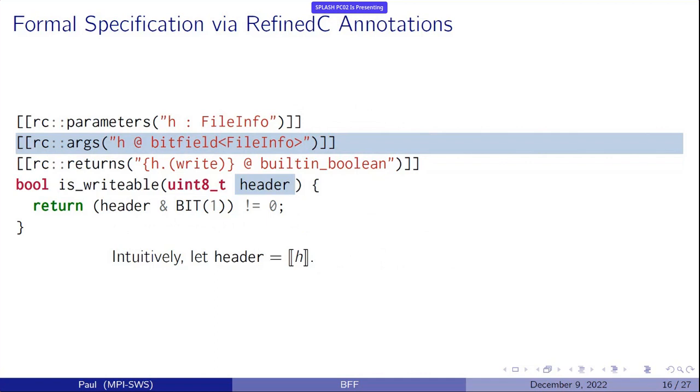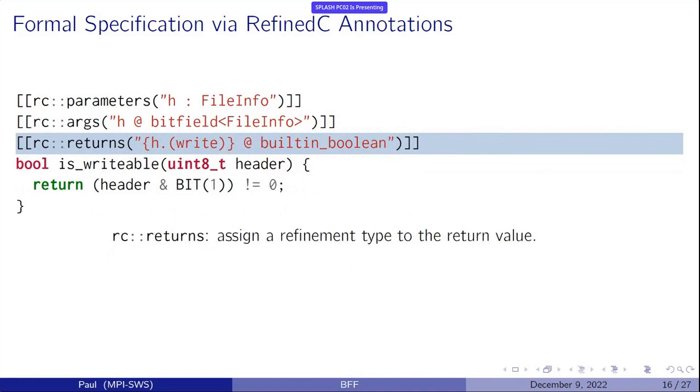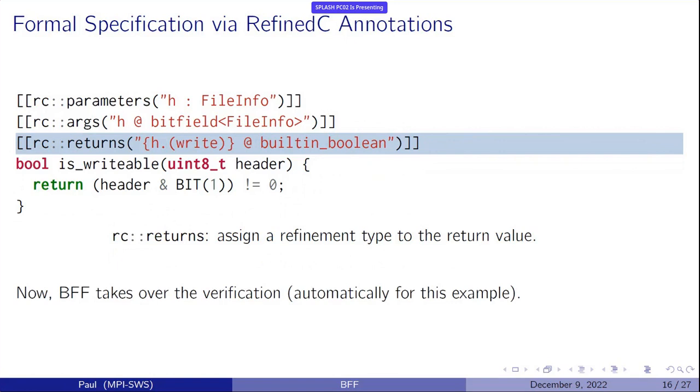Intuitively, this introduces an equation that the value of the header is equal to the denotation of h. And the third line, the RC returns clause, is used to assign a refinement type to the return value. Here, according to our specification, we expect this function to return the right field of h. So we simply use a Coq term h.right as the refinement of the Boolean type. So far, the user's job is done, and now BFF takes over the verification. For this example, these three lines of annotations are sufficient to automatically discharge everything.